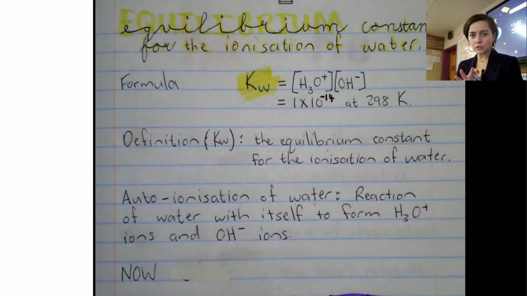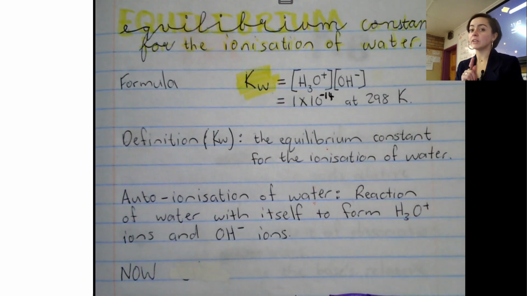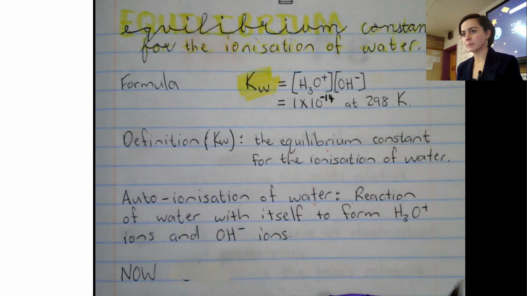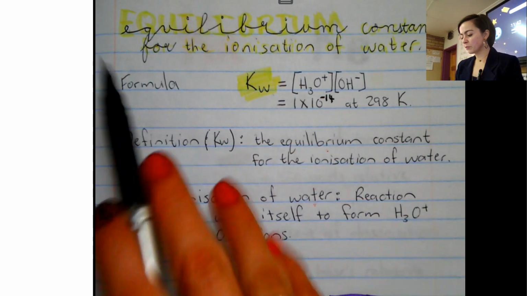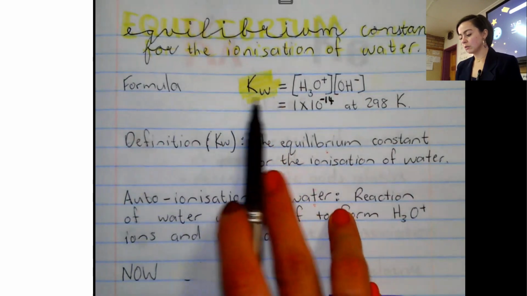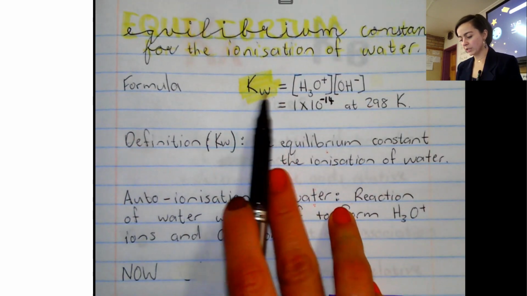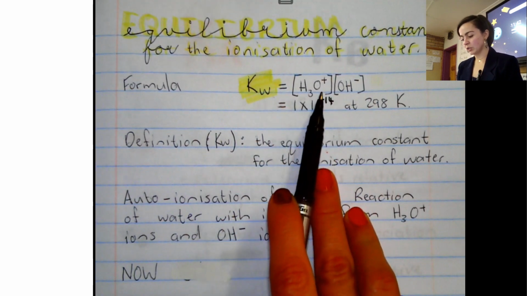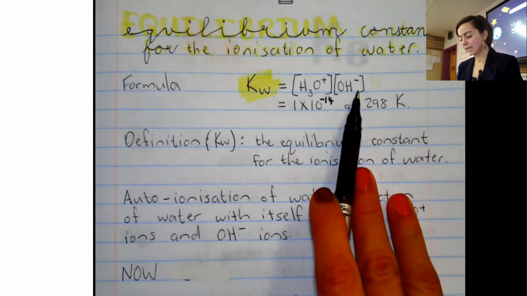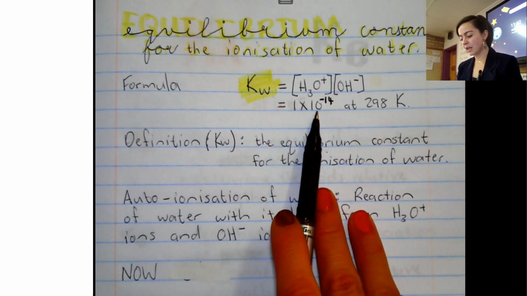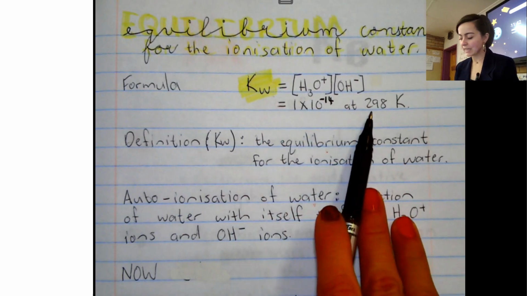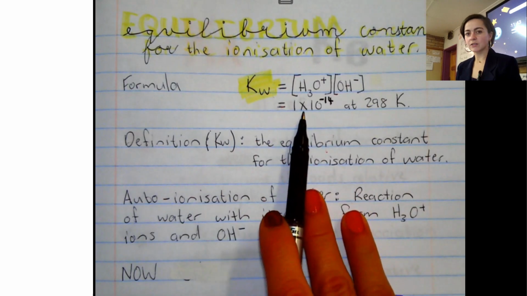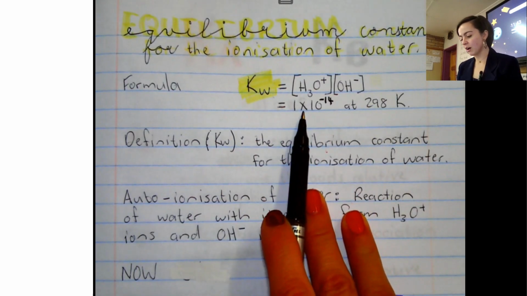We're quickly going to pause before we get to calculating the pH of a strong base, so we can just understand this concept. Now, here's our formula. We have the equilibrium constant for water, and it is equal to the concentration of the hydronium ions multiplied by the concentration of the hydroxide ions. That gives us 1 times 10 to the power of negative 14, and this is at 298 Kelvin. So that is our equilibrium constant for the autoionization of water.